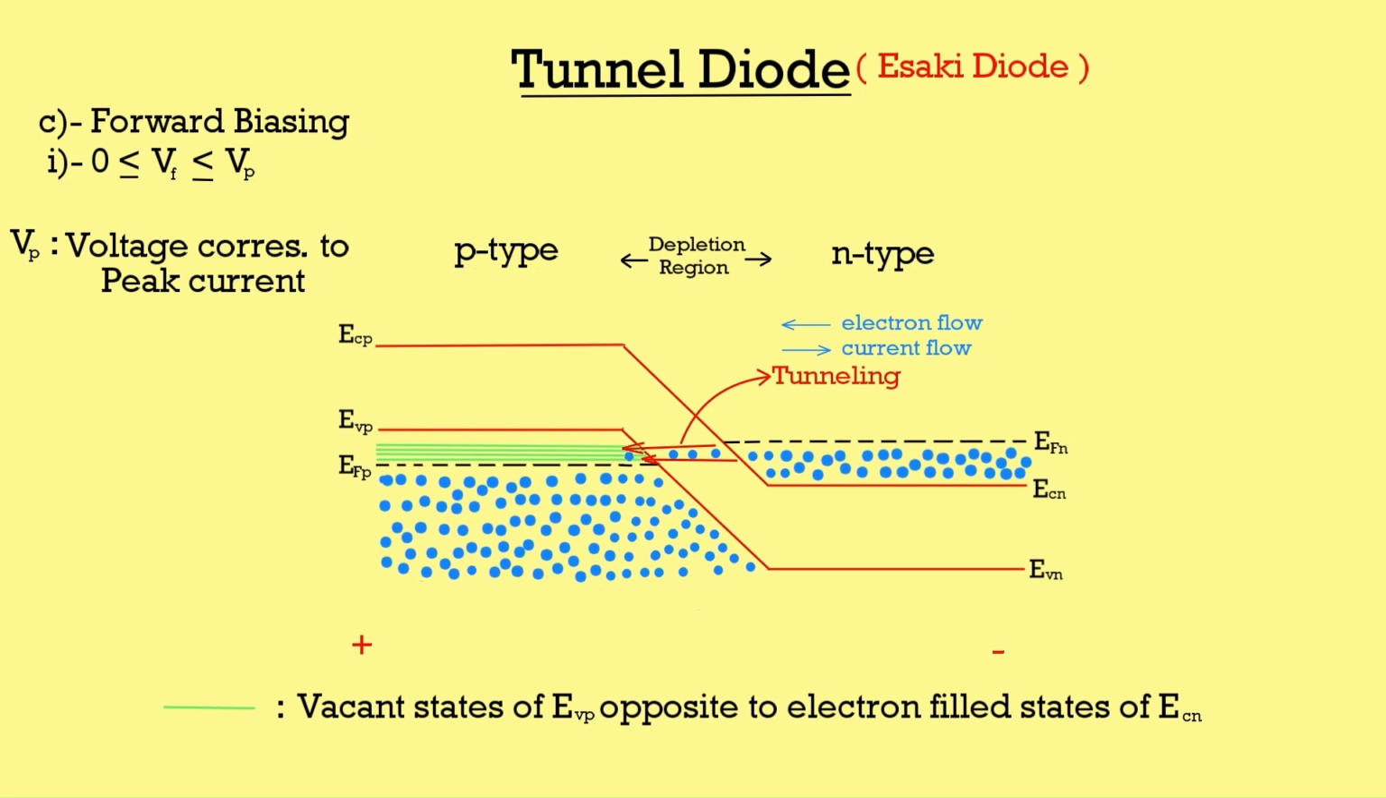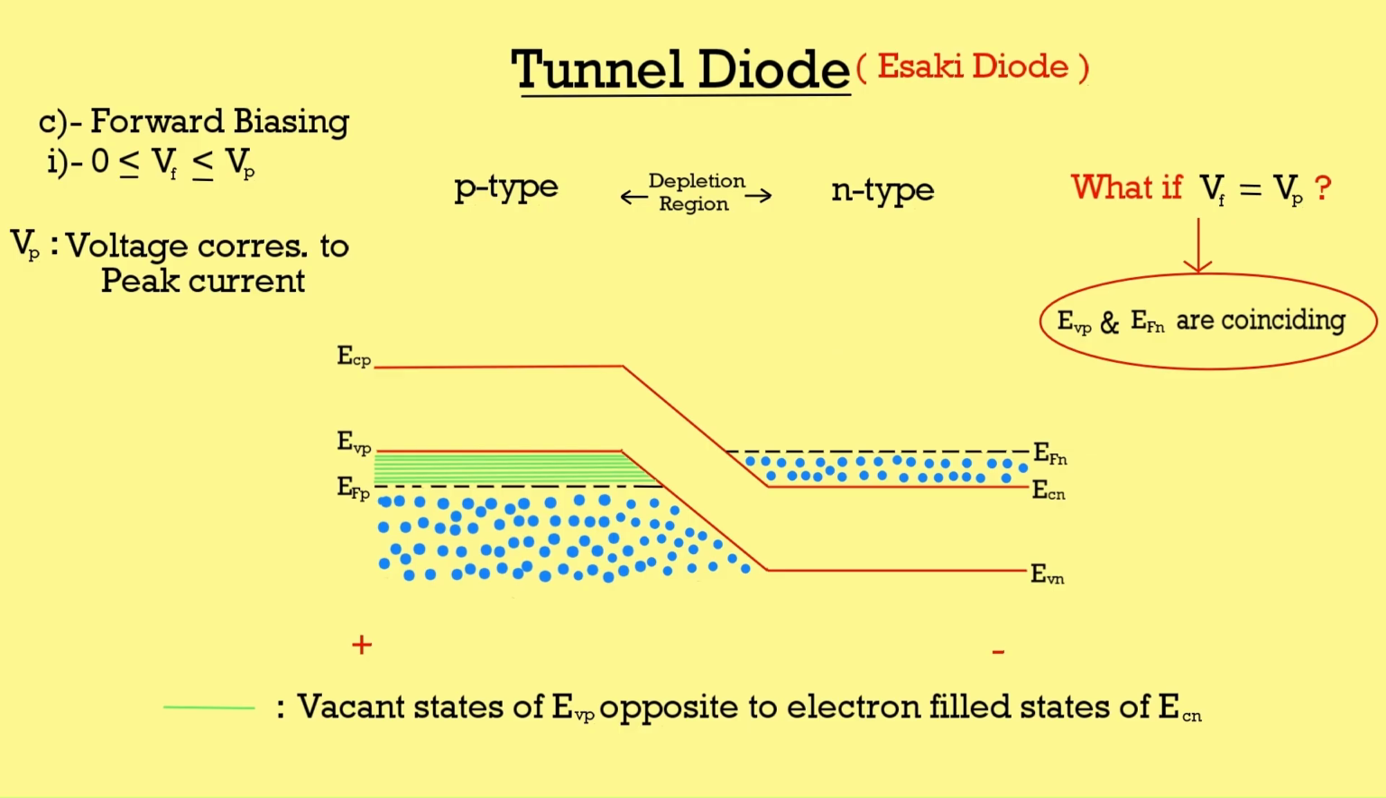Now, we have to understand the two extreme points of this particular case. First is zero biasing, and the other is when the forward bias voltage is equal to the voltage corresponding to peak current. The first case we have already discussed, when the applied voltage is 0. The second case is what if the forward bias voltage is equal to voltage corresponding to the peak current. The corresponding energy band diagram will look like this.